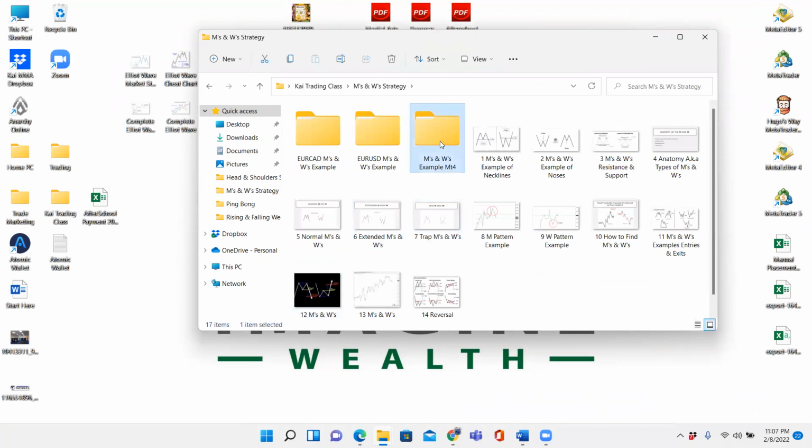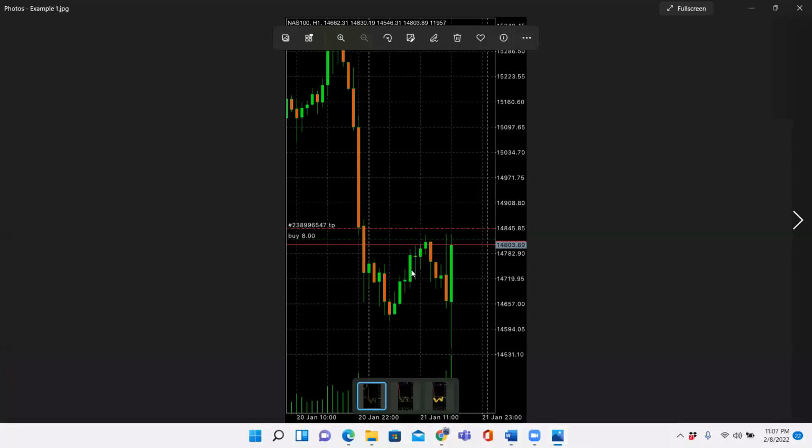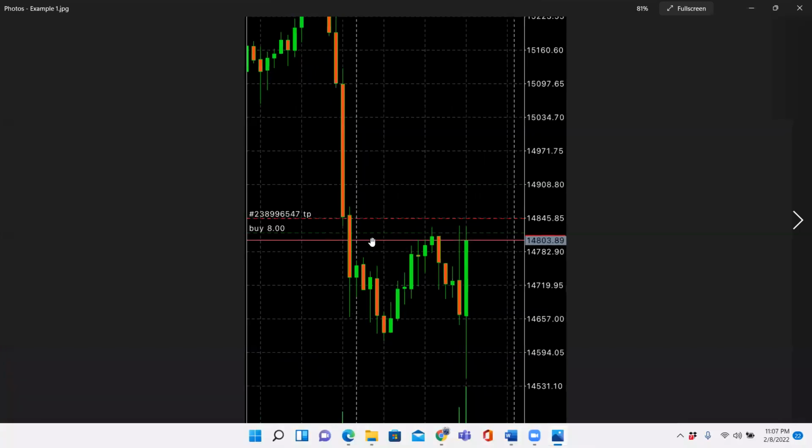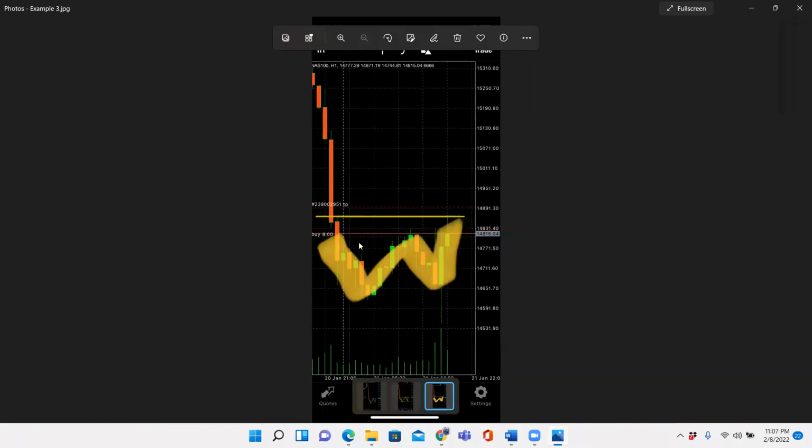So guys, even at MT4, you can do some M's and W's also. Look at this example of MT4. You can see the MT4 here, setting it, put our support and resistance. So we have our support here, our resistance on top. And look, it makes a W for the market to shoot back up.